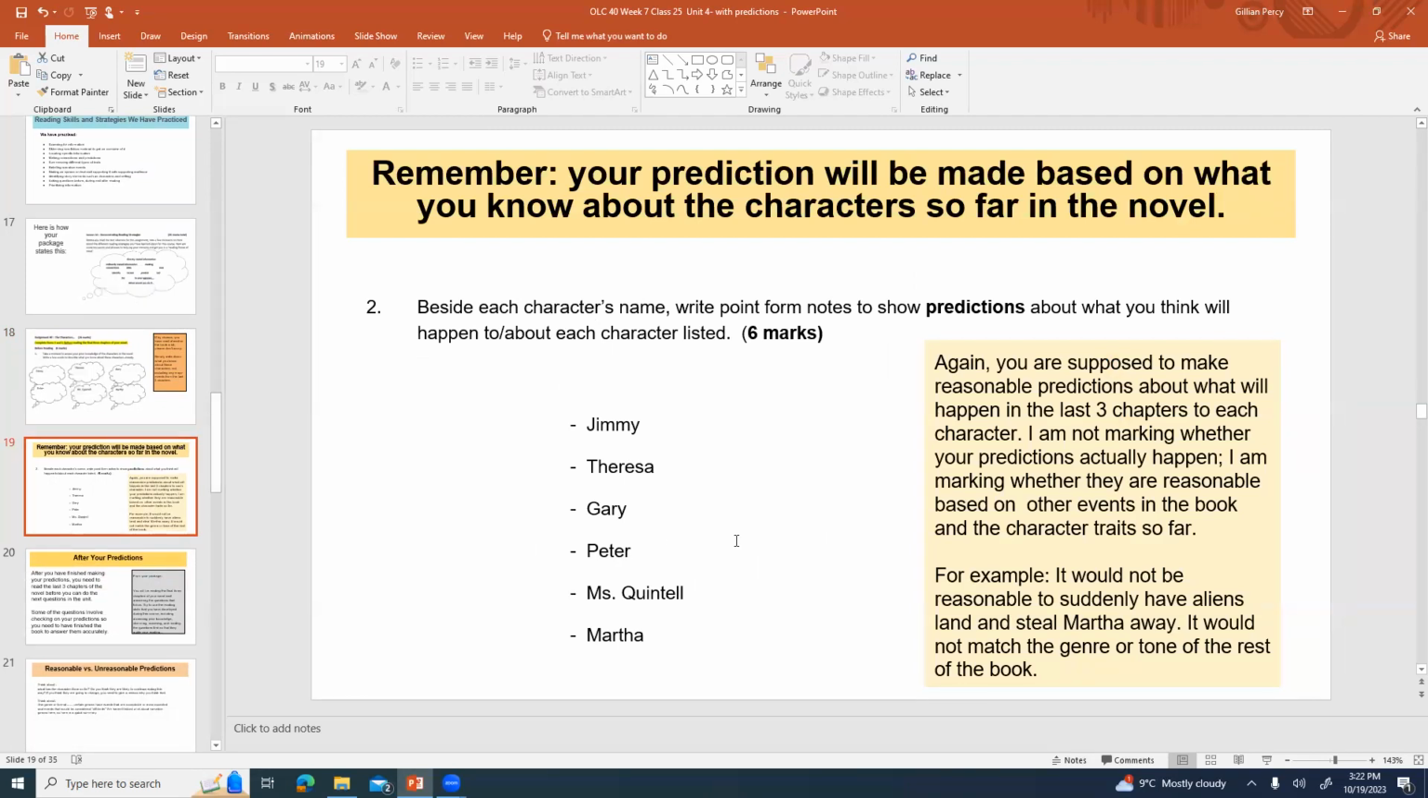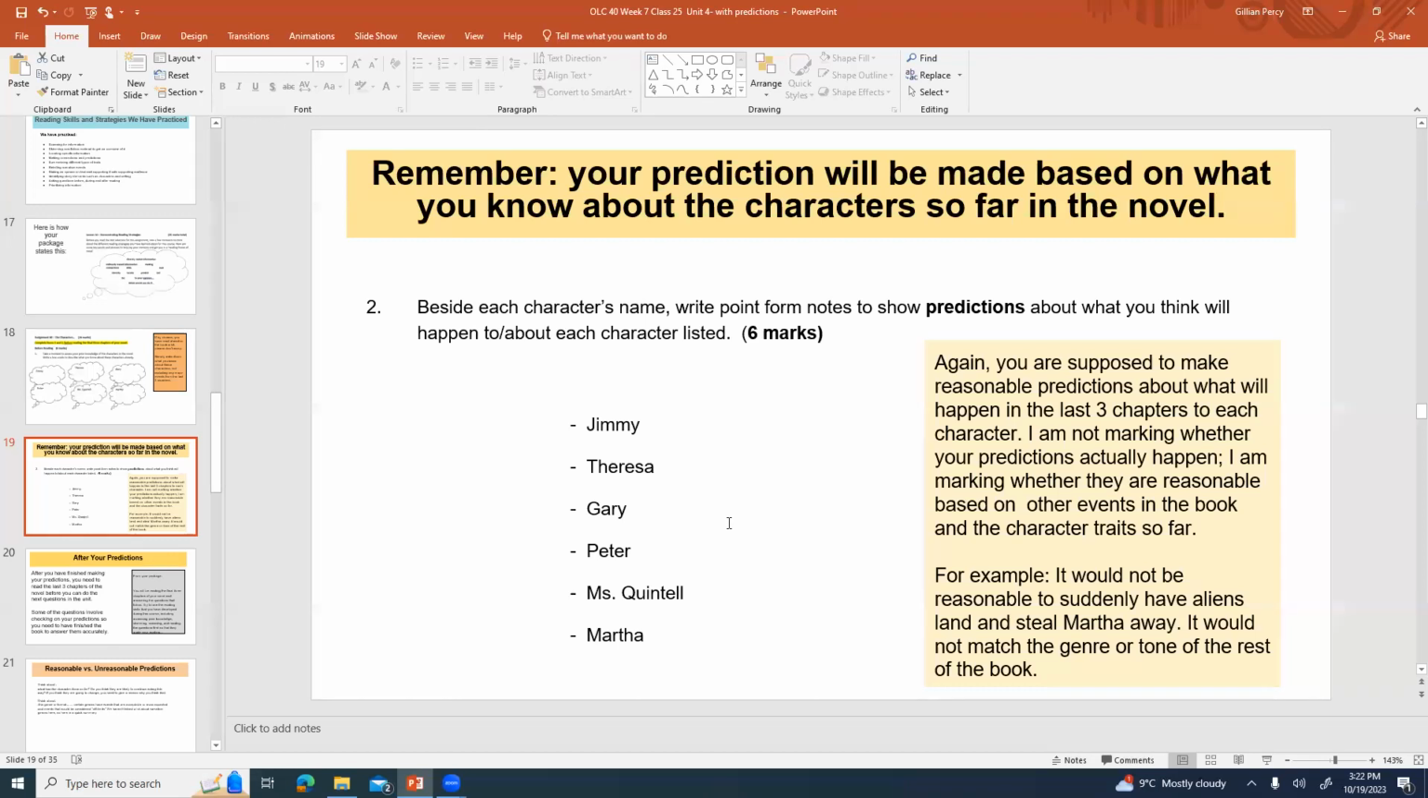So beside each character's name, write point form notes to show predictions about what you think is going to happen to each character that's listed. Remember that your predictions are going to be made based on what you know about the characters so far. Again, you're supposed to be making reasonable predictions about what will happen in the last 3 chapters to each character. I am not marking whether your predictions actually happen.